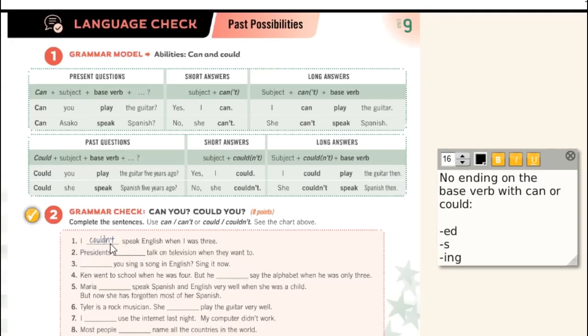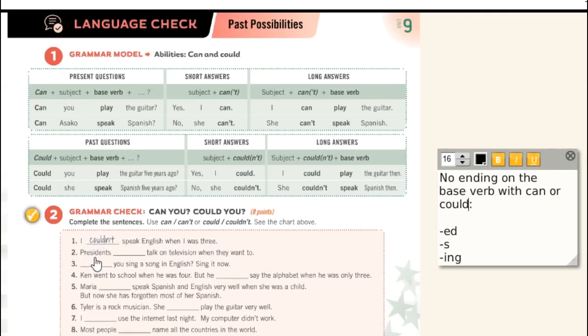Alright, President. Oh, I couldn't speak Spanish when I was 3. Okay. 3살 때. I couldn't speak English. 영어 말 못했었어요. I couldn't speak English when I was 3. Okay, 3살 때.